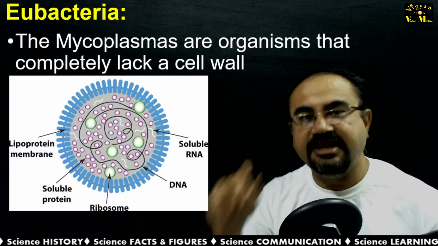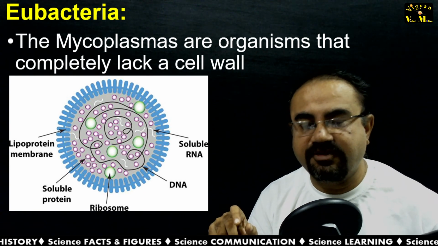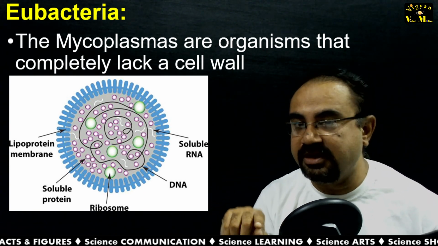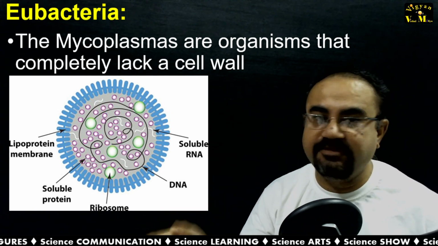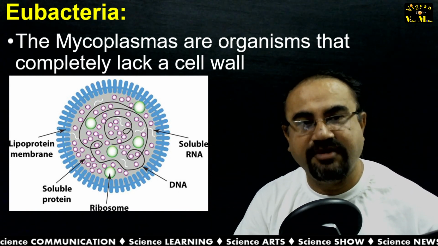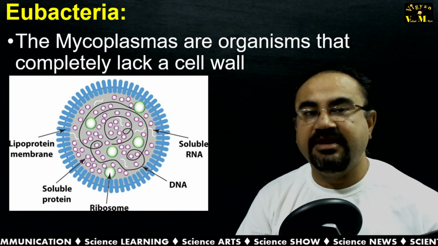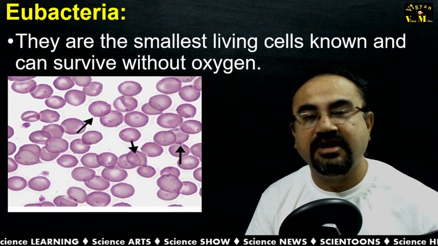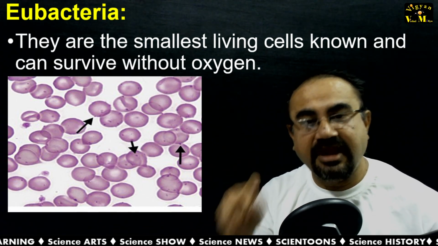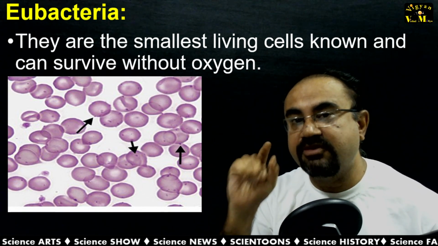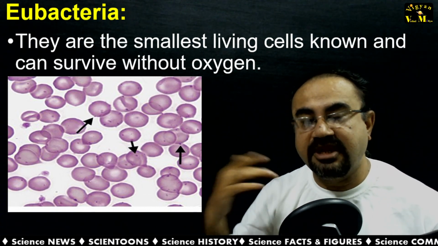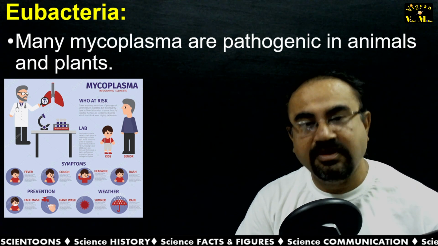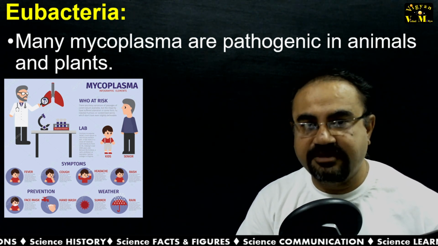Mycoplasma is a special kind of Monera member which does not have a cell wall. The rest of the bacteria have a cell wall, but mycoplasmas do not, and they are the smallest living cells known to us. They can survive without oxygen also, and that's why many mycoplasmas are pathogenic to animals as well as plants.